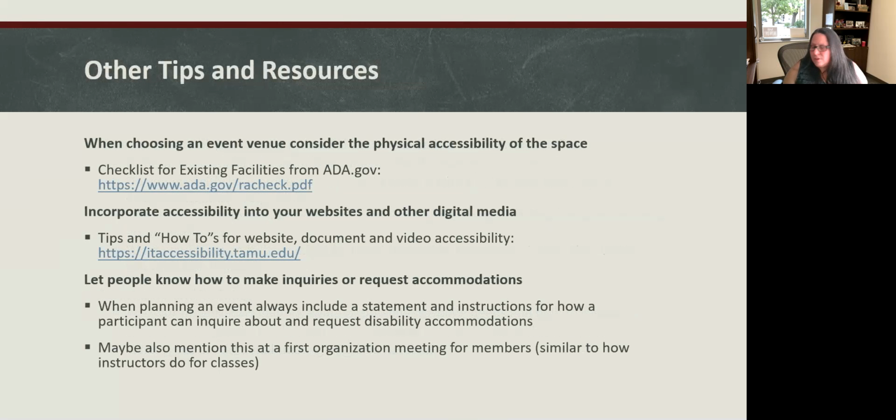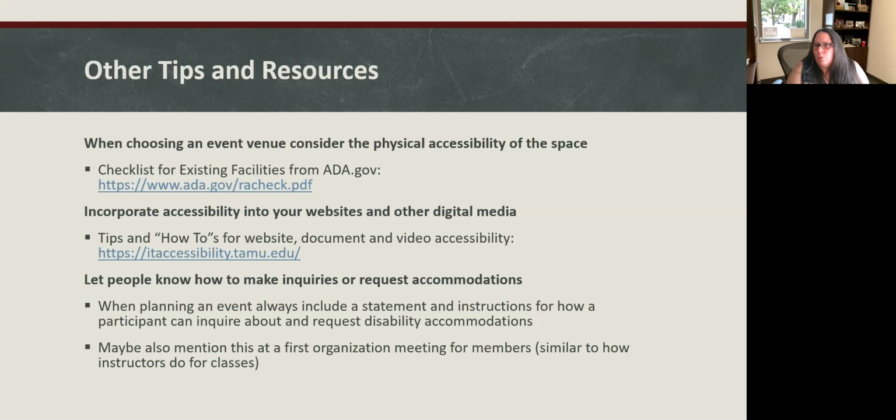So some other tips, I just put these in the resource area. If you're trying to look at an event, how do you assess the physical accessibility of the space? From the ADA.gov website, there's actually a checklist. This is a 10-page, really simple checklist looking at accessible paths, the bathrooms, and the distance between the spaces. It gives you a way to walk through a facility and determine whether there are potential barriers and how to work around them.